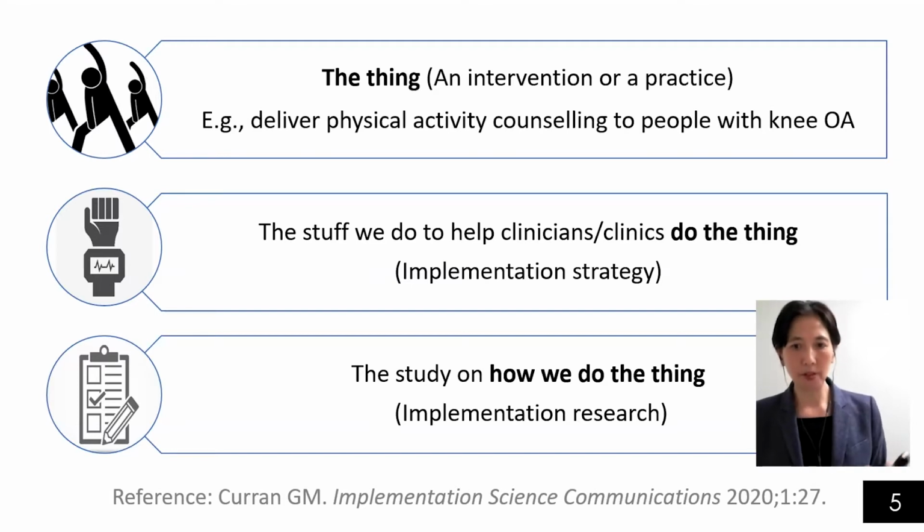Using the example of physical activity counseling, strategies such as providing clinicians with interactive training of behavior change techniques, having access to tools to plan and support the counseling practice, or providing opportunities to see the patient's physical activity data, such as from their fitness tracker, could help clinicians to do their thing better. So when researchers like myself and some of my colleagues study how we do the thing, that's implementation research.